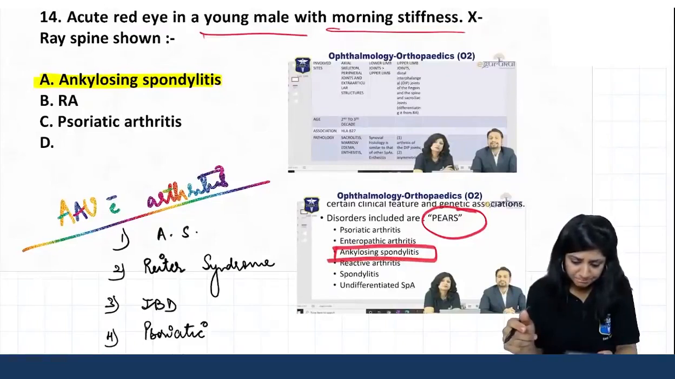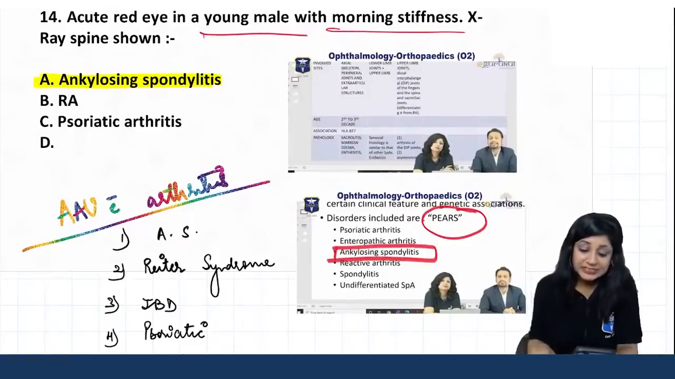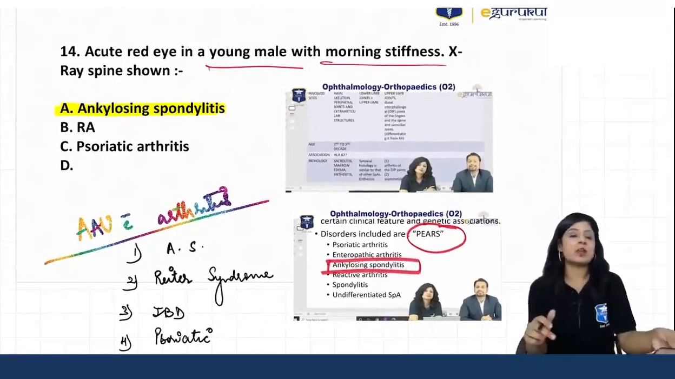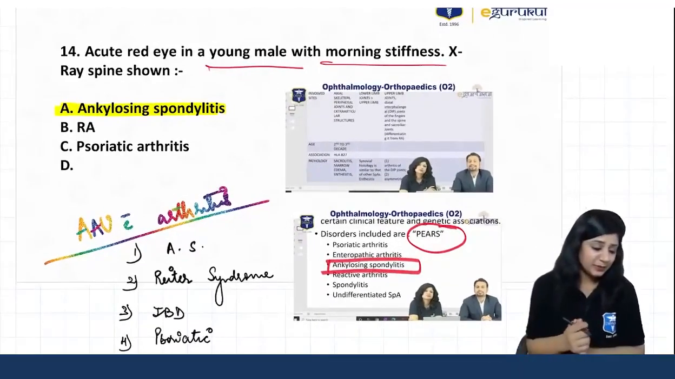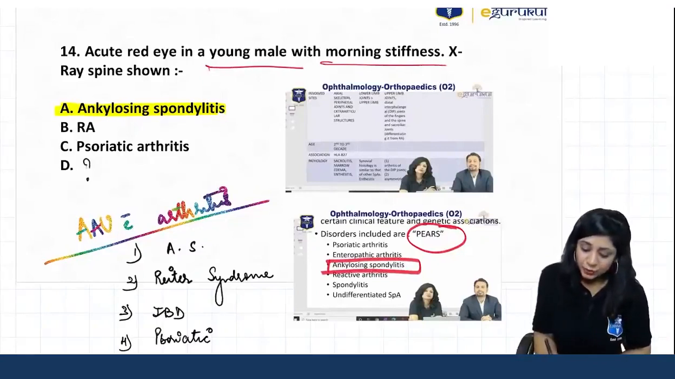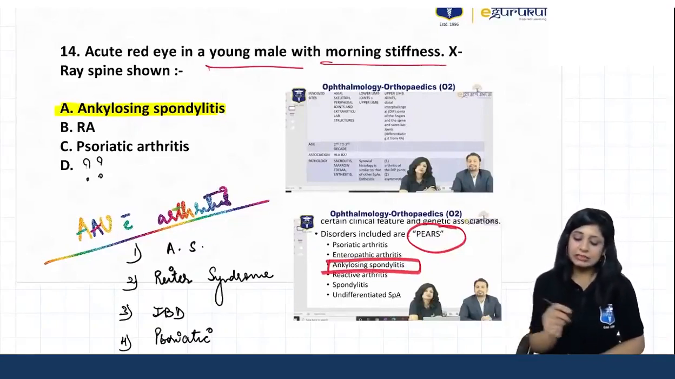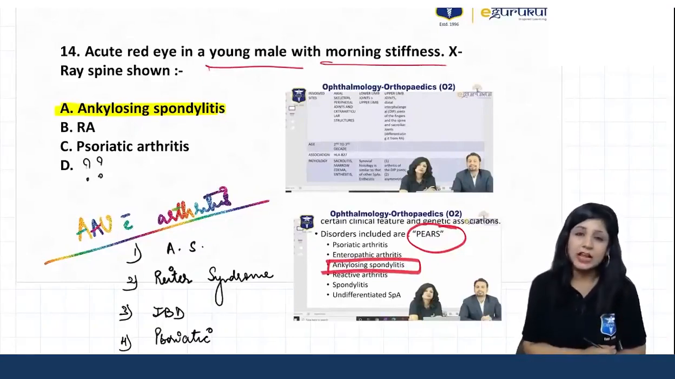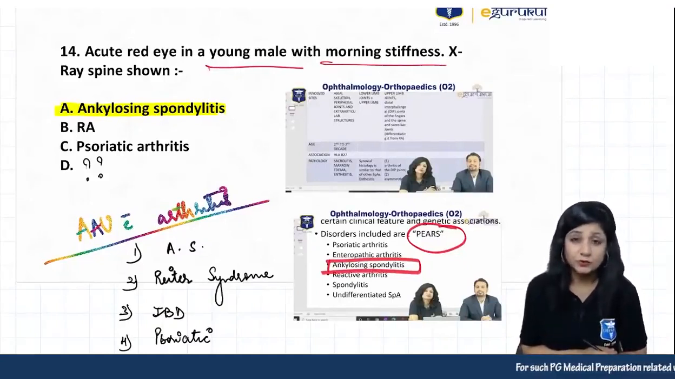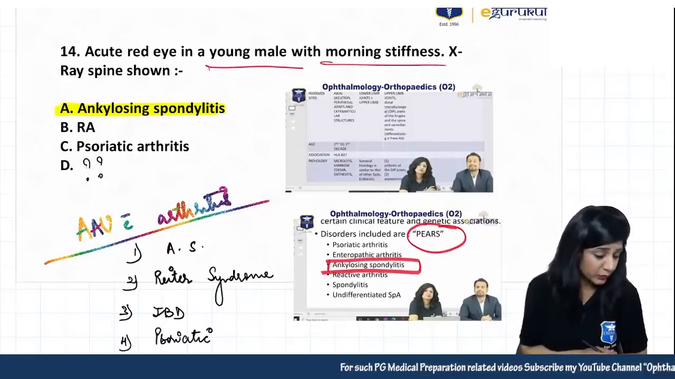Okay. Yes. When will the result come? I think the result should come in 10 to 12 days. Let's hope. And can you tell me the fourth option? What was the fourth option? Ankylosing spondylitis, rheumatoid arthritis, psoriatic arthritis, and what was the fourth option? Please help me with the fourth one.